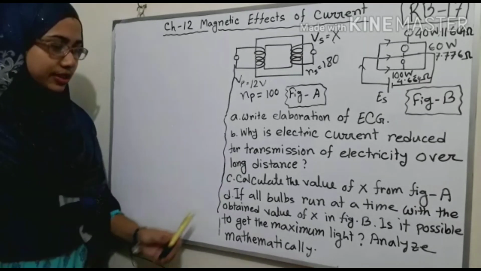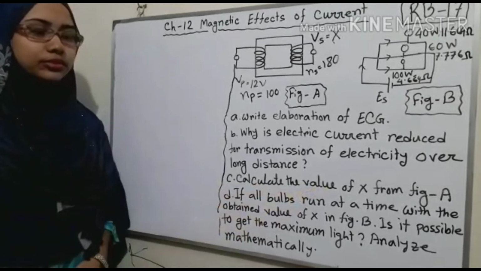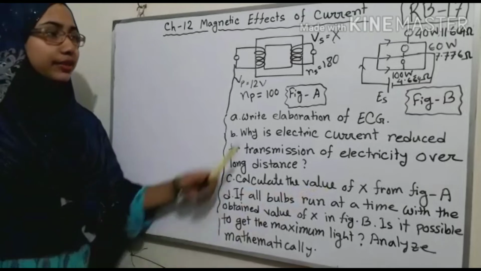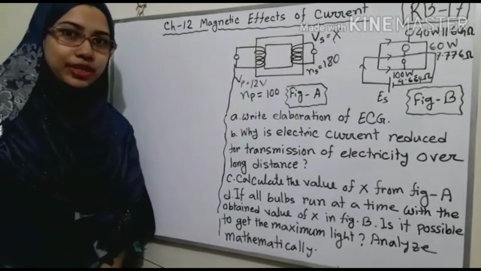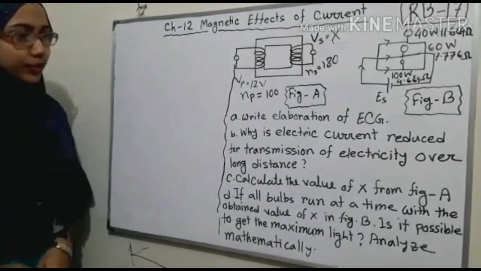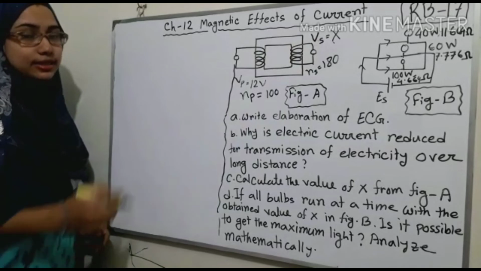The C marks question says that calculate the value of X from the figure A. In the figure A we have to find out the value of X here. So to find out the value of X, we will write the data at first. So let's have a look at what the data says.